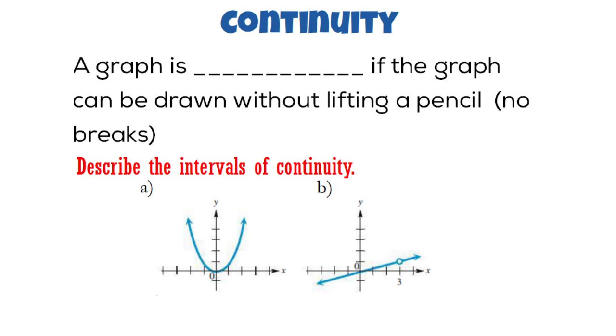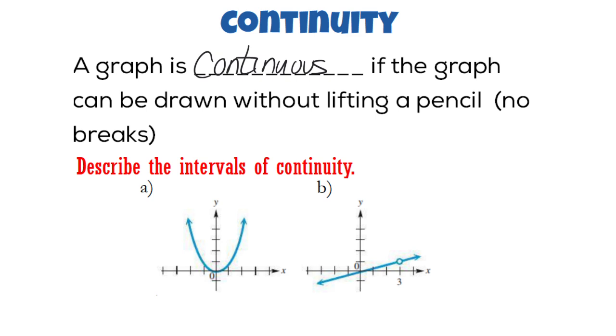First of all, though, a little bit of an introduction to the idea of continuity. The word continuity comes from continuous. A graph is continuous if the graph can be drawn without lifting a pencil. So there's no breaks in it. You don't have any jumps or holes or asymptotes, anything.